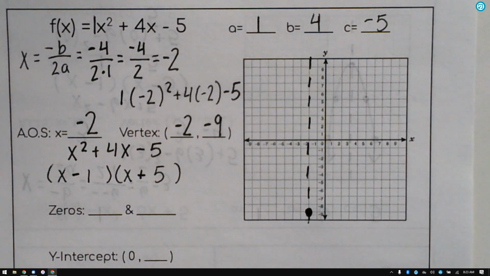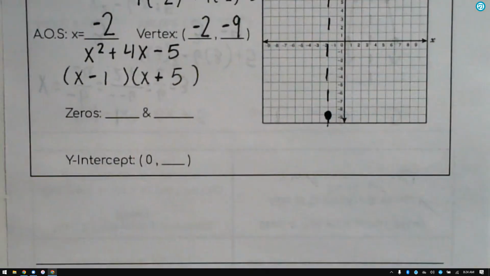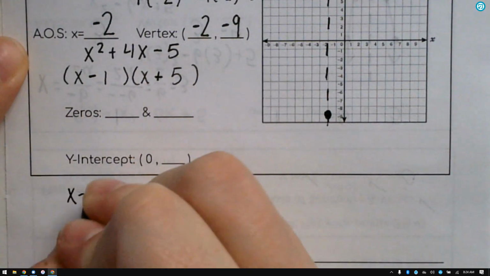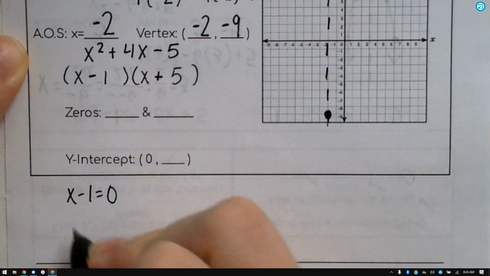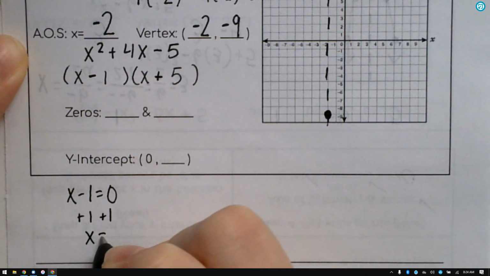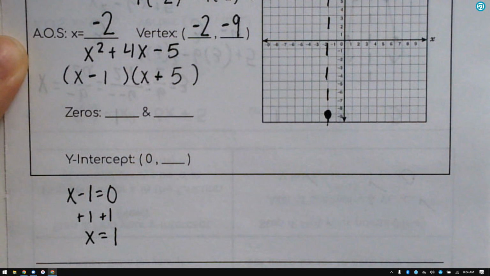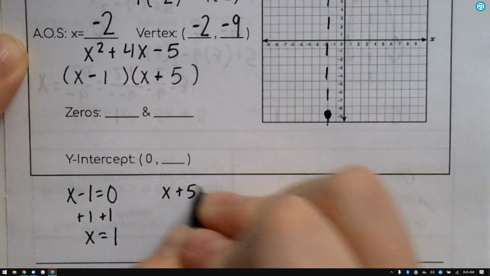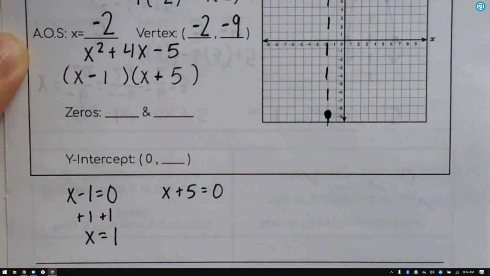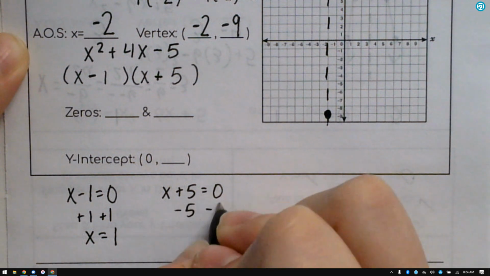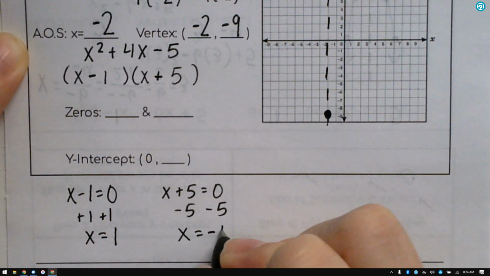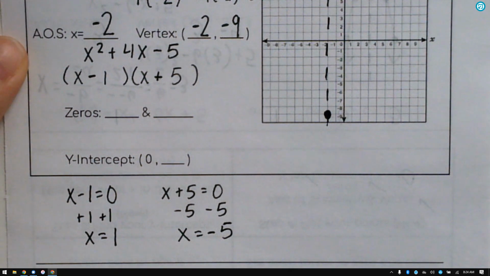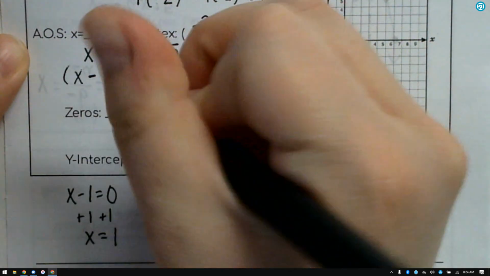Okay. And then our zeros are going to be the opposite. So if I were to set x minus 1 equal to 0 and solve, and I can do this, I have space on this side. If you want to see to remember what we did, x minus 1 equals 0. We added 1 to both sides and got x equals positive 1. For x plus 5 equals 0, we subtracted 5 from both sides. Got x equals -5. So my zeros are positive 1 and -5.